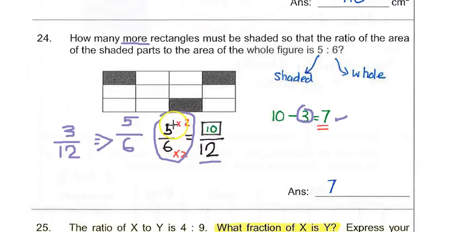Now this 5 over 6 is actually shaded over whole. Shaded to whole. Okay, 5 over 6 and this have the same meaning, for this case. Next.